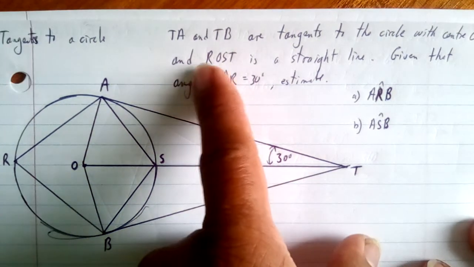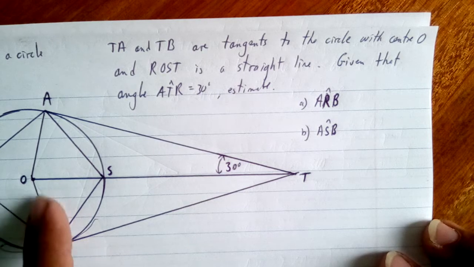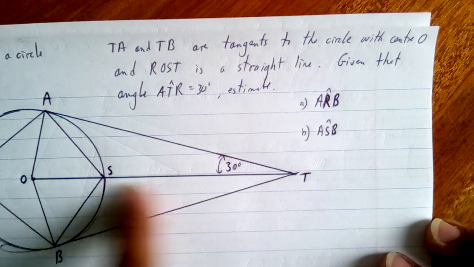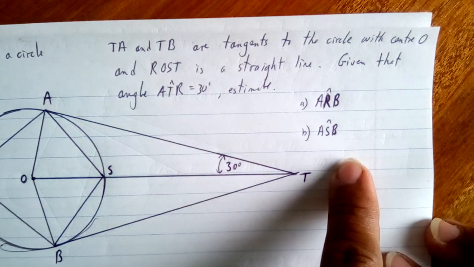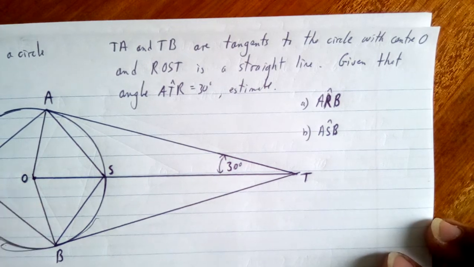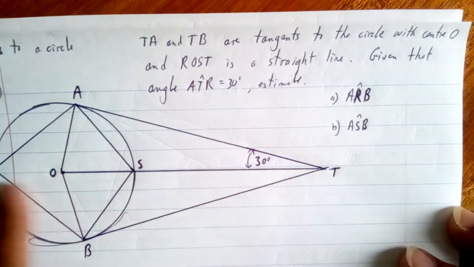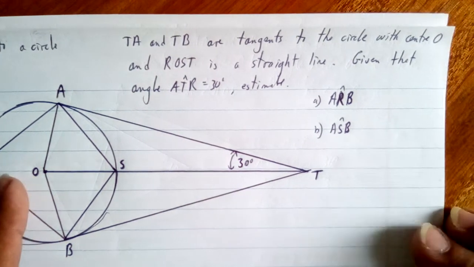It says TA and TB are tangents to the circle with center O, and ROST is a straight line. Here R, if we were to project this R, it would be a straight line here. So they may not give you this as a joint point. They may just ask you for it, just imagine it.